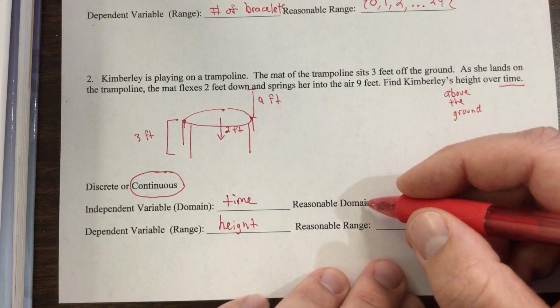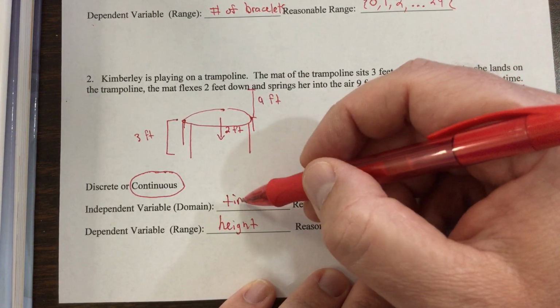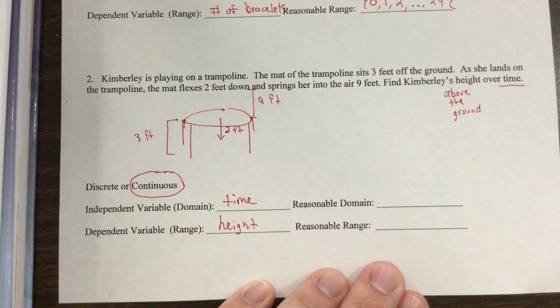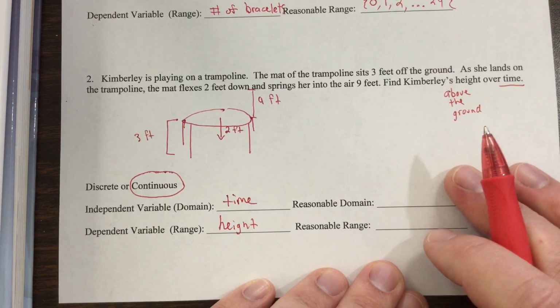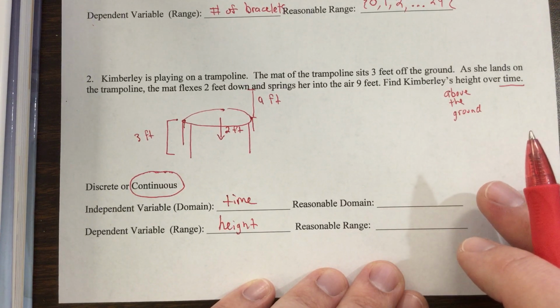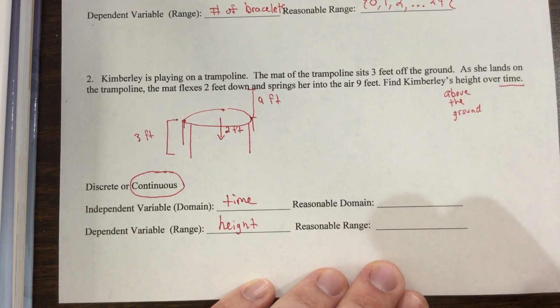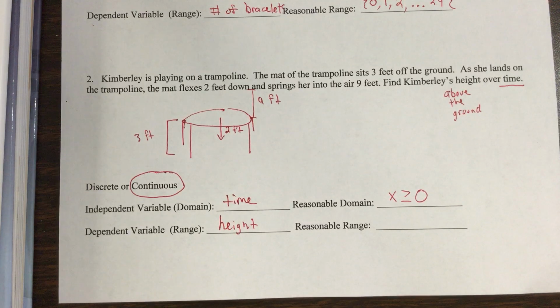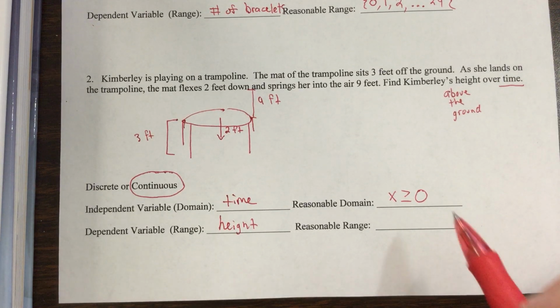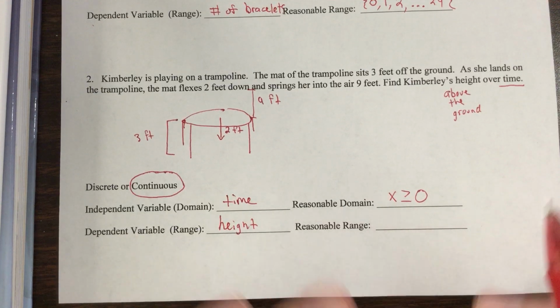All right, reasonable domain. What's the least amount of time she could spend on this trampoline? 0. She could spend 0 minutes on the trampoline, but that's the lowest. She can't spend negative time on the trampoline, right? What's the most amount of time she could spend? That's kind of hard to answer. We could argue all day about whether, if she gets tired, it's this many hours or that many hours, but there's really no max here. So I'm just going to put anything greater than or equal to 0. The key here is nothing less than 0. You can't spend negative time.